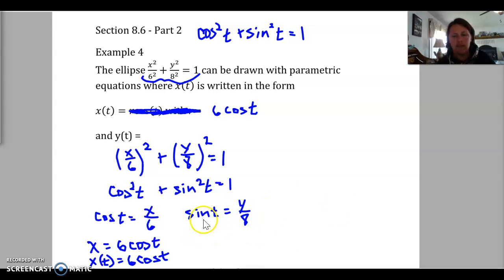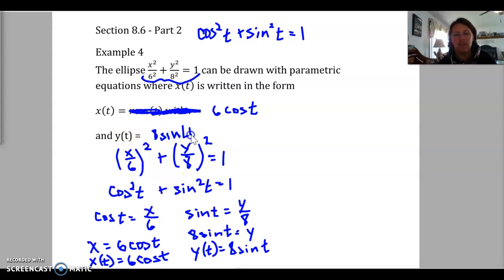And then for this other one, we have sine t equals y over 8. Multiply 8 to both sides, and we have 8 sine of t equals y. And then we could rewrite that, so we have y of t is equal to 8 sine of t. That's our second solution here, and that's our answer. So parametric equations are very good for circles and ellipses and those kinds of things.